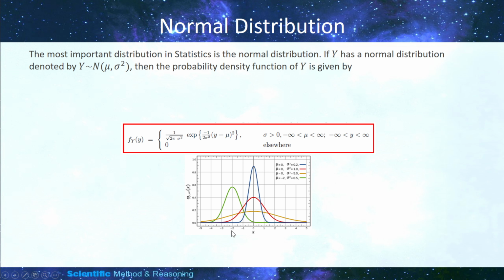For example, the blue one here has mean 0 and variance 0.2, sigma square equals 0.2. And the red curve is another normal distribution with mean 0 but variance 1. Remember, the variance is a measure of dispersion of the population. A wider spread distribution corresponds to a larger variance. So the variance is 1 for the red curve and 0.2 for the blue curve.